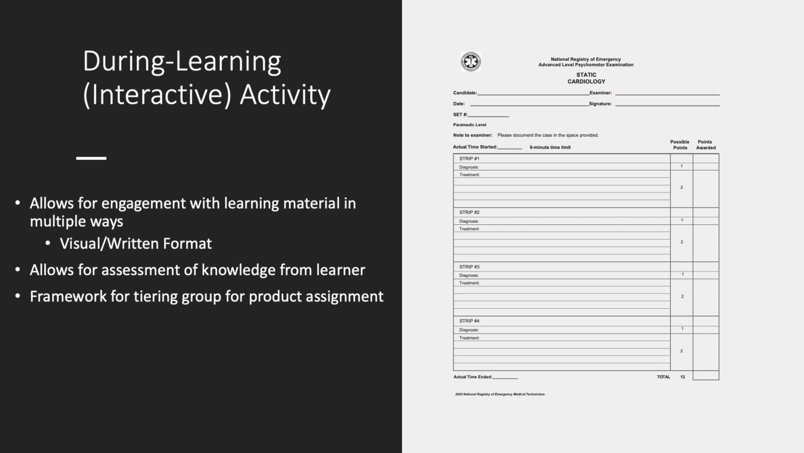During this activity, the learner will be provided an ECG rhythm and pertinent patient information. Based on this interpretation and patient information, the student will be required to voice a treatment plan. The student will have 6 minutes to complete 4 interpretations. The scoring sheet is pictured here.